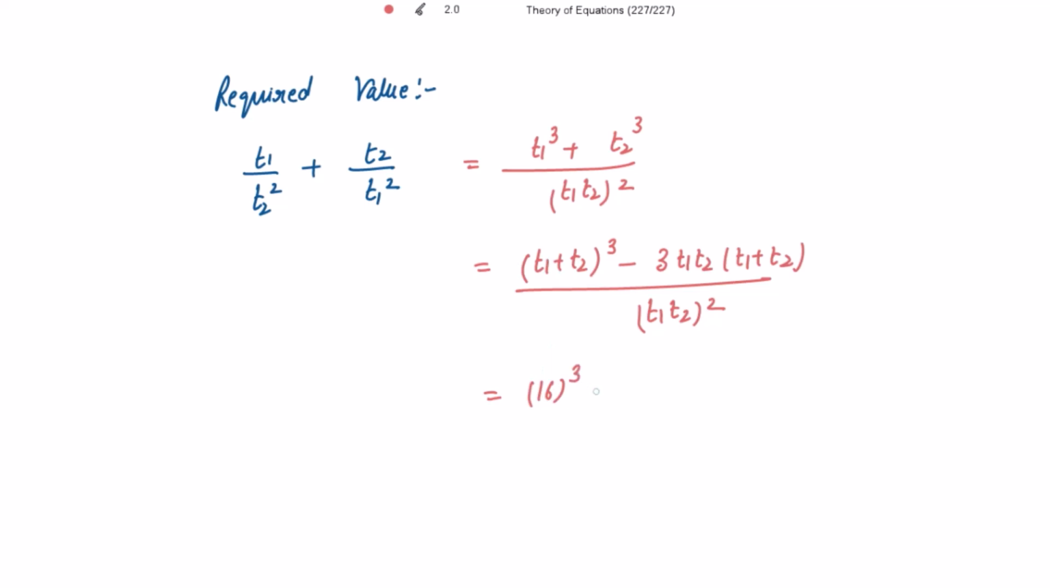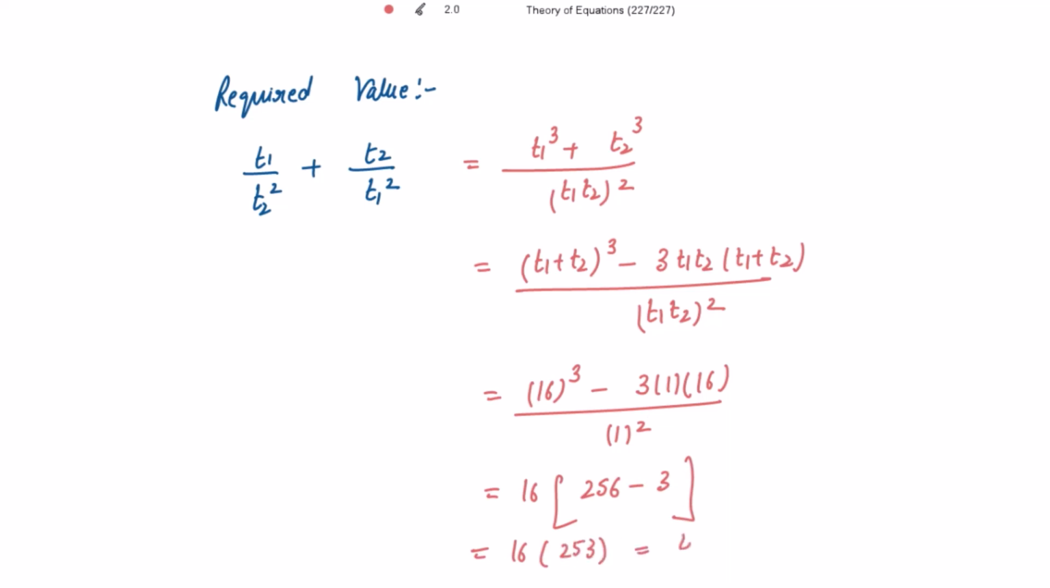So it is 16³ − 3 × (product of t1 and t2, which is 1) × 16, divided by 1². So that is equal to, taking 16 common, 16 square is 256 minus 3. That is equal to 16 × 253, and when multiplied we get 4048 as the required answer. Alright, thank you.